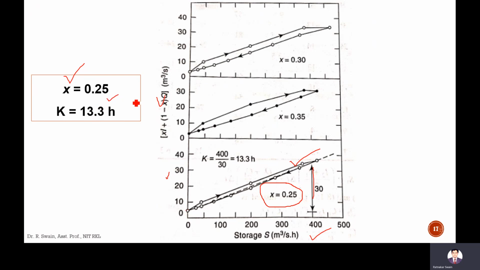So this is about flood routing. With this, the chapter is completed here. Thank you so much.